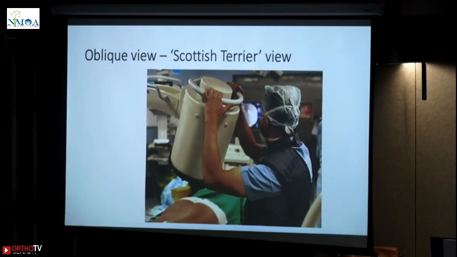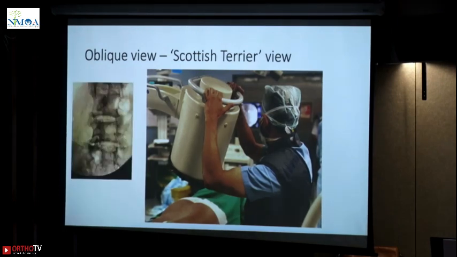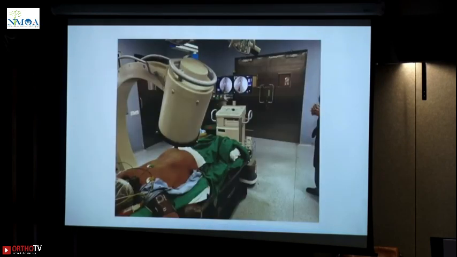Where you see it obliquely. Now in this case, the L5 is slightly oblique because I'm intending L5 and S1, so I'm doing both in a single stage. And this is the final setup.